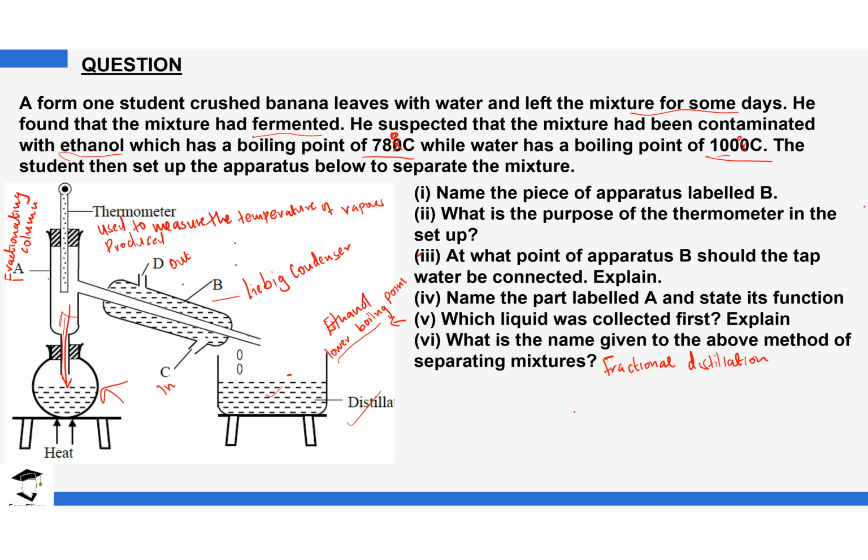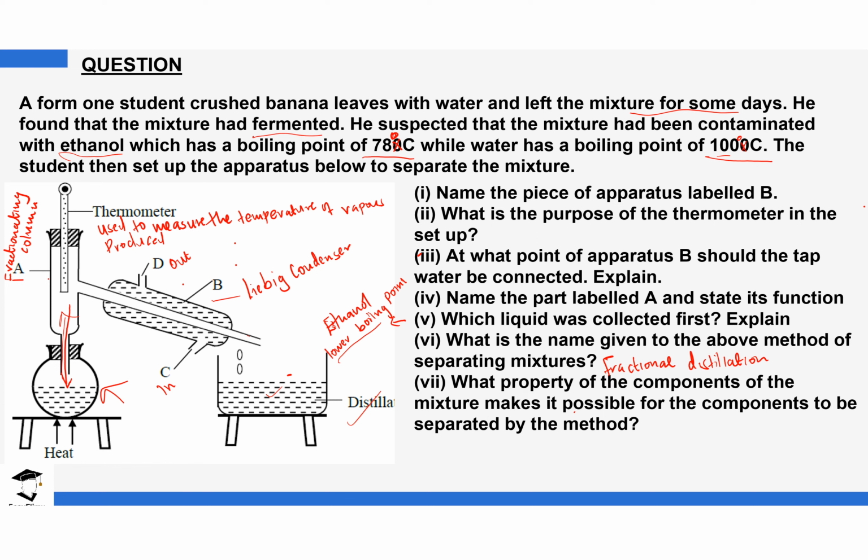And then finally, what property of the components of the mixture makes it possible for the components to be separated by this method? We said there are two things. First, they have different boiling points but close. Different but close boiling points. And that brings us to the end of the question and also the end of what we have been discussing. So I hope you can explain this process well, each step and also each apparatus, its function. And what is a property that is used for this method?